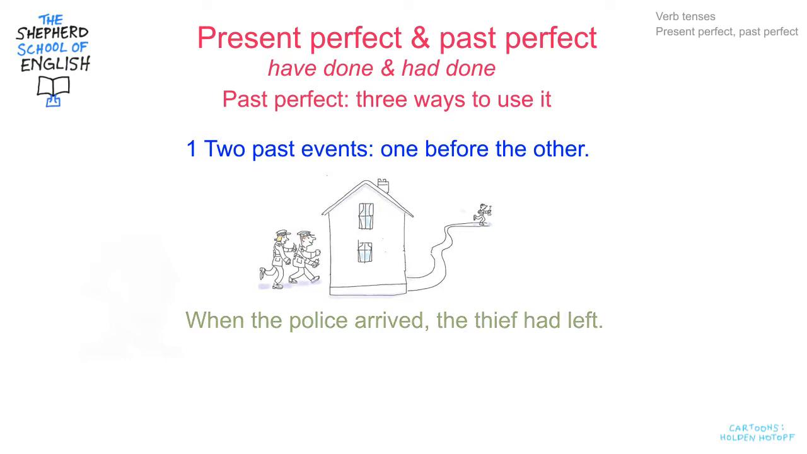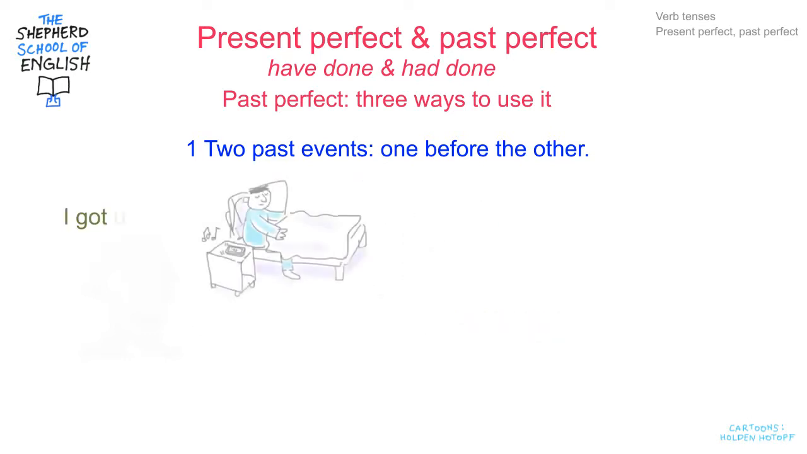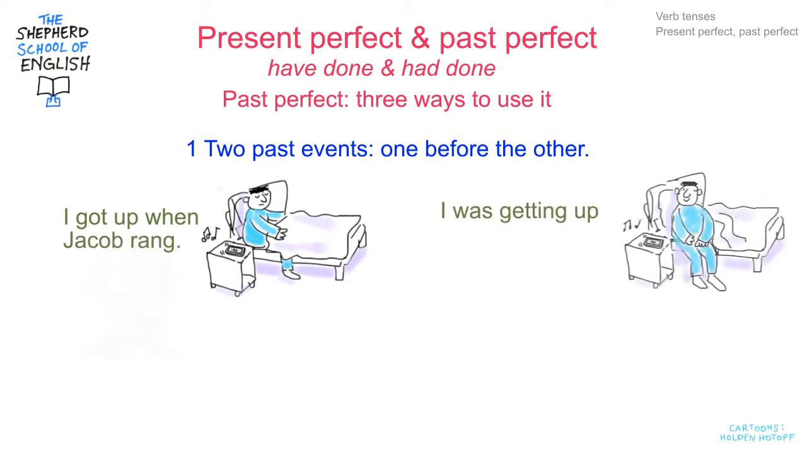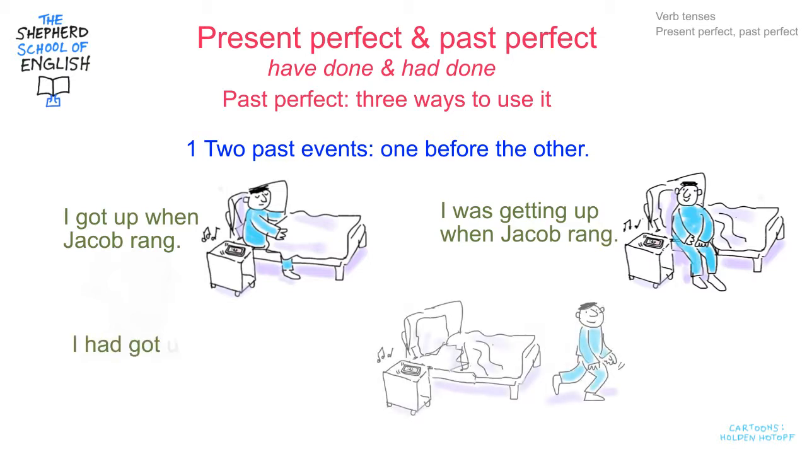Look at these three sentences. I got up when Jacob rang. I was getting up when Jacob rang. I had got up when Jacob rang. So, it's important to use the past perfect with when, if that's what you mean.